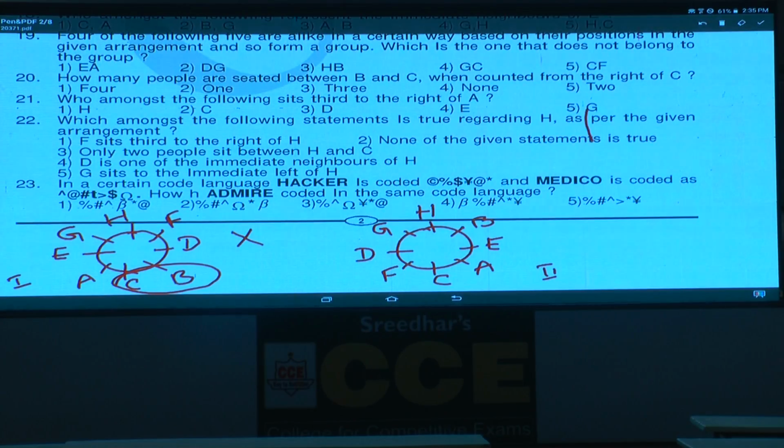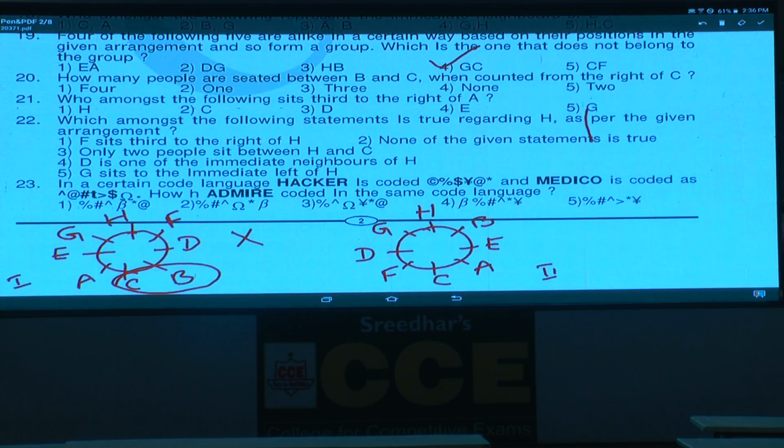Question 19, which of the following is the odd man out? Now, E and A: what is the relation between E and A here? E is to the immediate right of A, and D and G are adjacent to each other, H and B are adjacent. G and C: how many persons are there between G and C? There are 2 persons between G and C, hence it is choice 4. In the remaining pairs, both the persons are adjacent to each other.